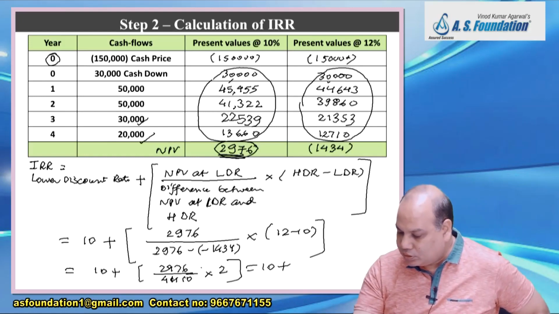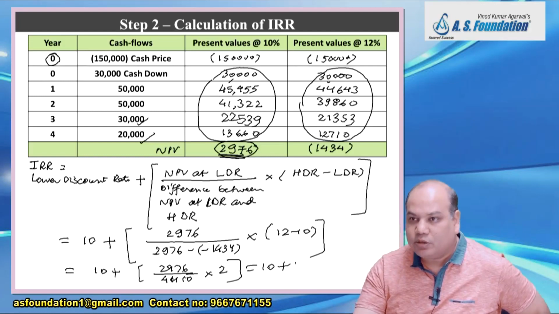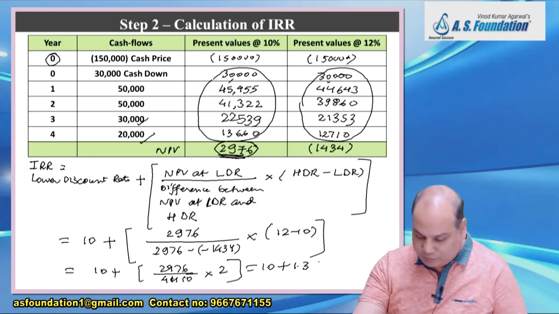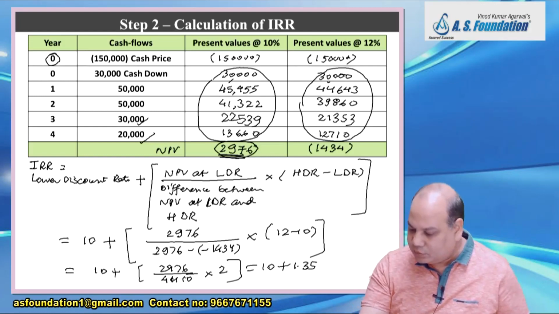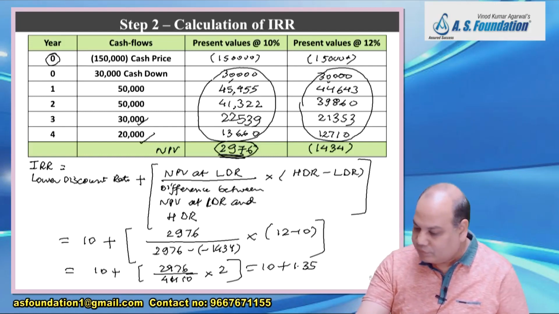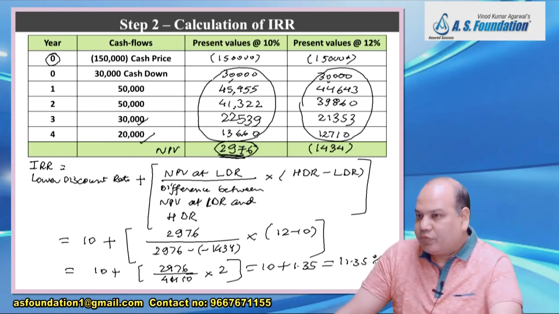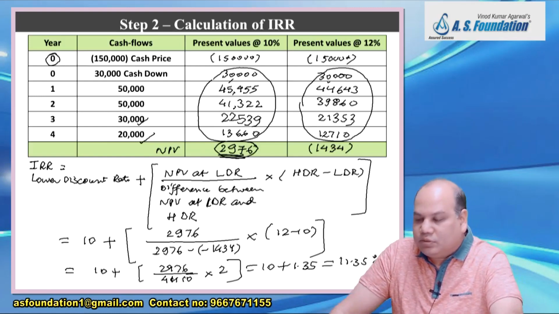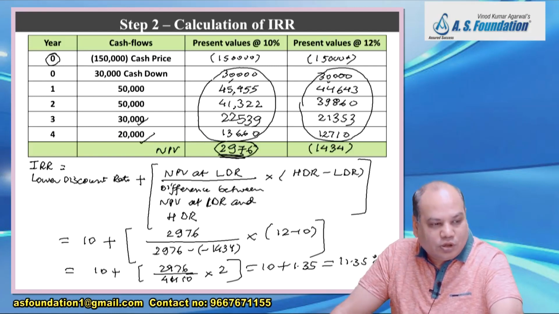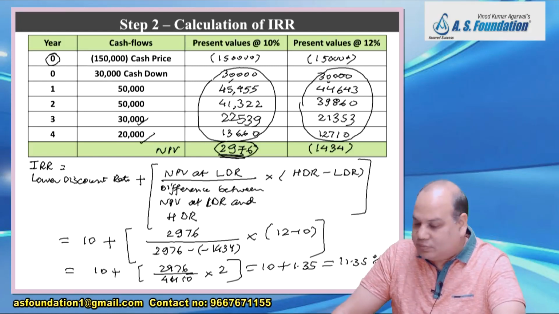10 plus, this inside the bracket is how much? 1.35. Around 1.35, whatever is printed inside the bracket. So your answer is around 11.35%. Because 11% will give you somewhere between the two answers, but again it will not give you 0. A little more accurate answer will be 11.35.